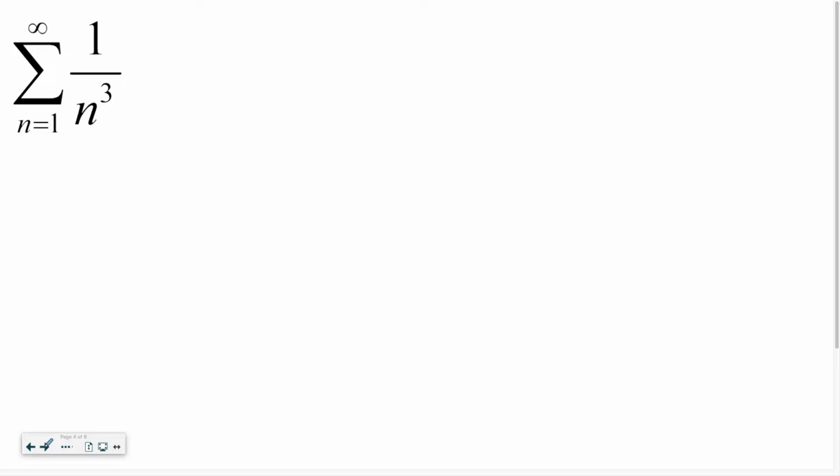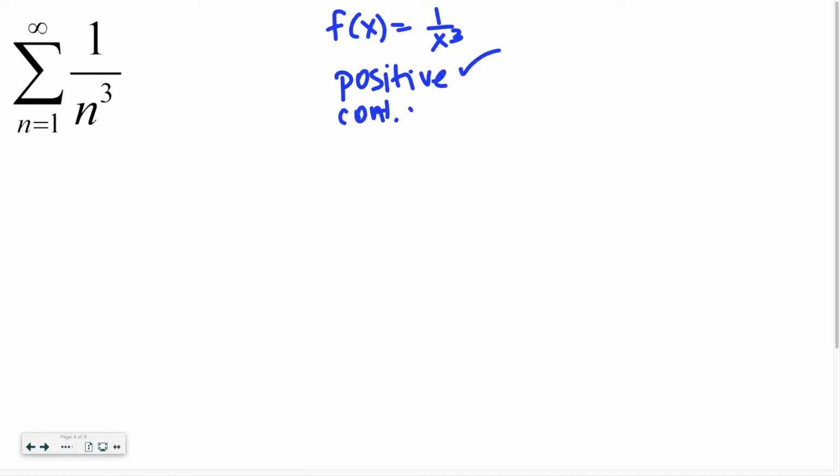That's what this lesson is. Do we have a positive function? Yes. Our domain is 1 to infinity, so it's positive. Do we have a continuous function from 1 to infinity? Yes. Do we have a decreasing function? You need to show me that it's decreasing.